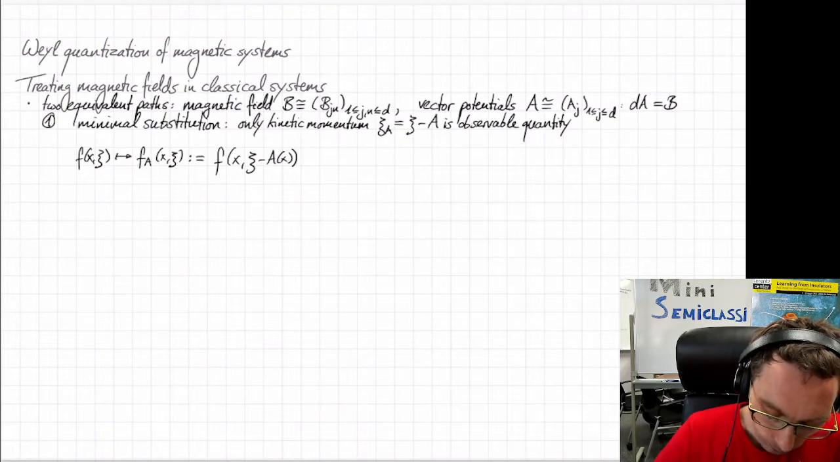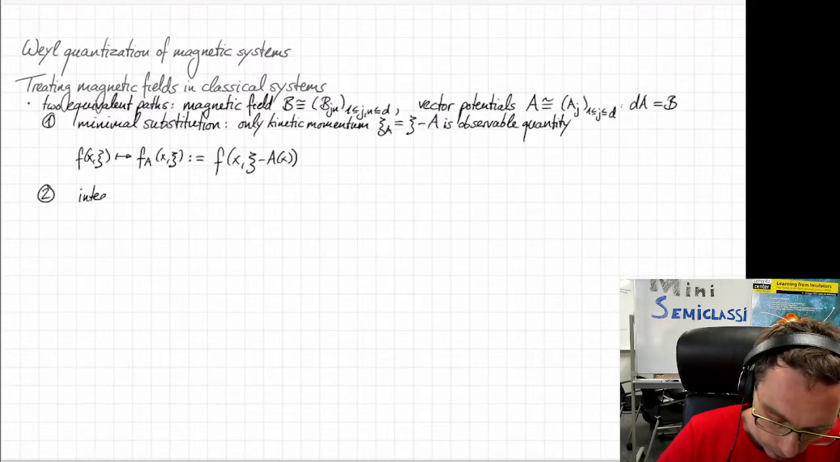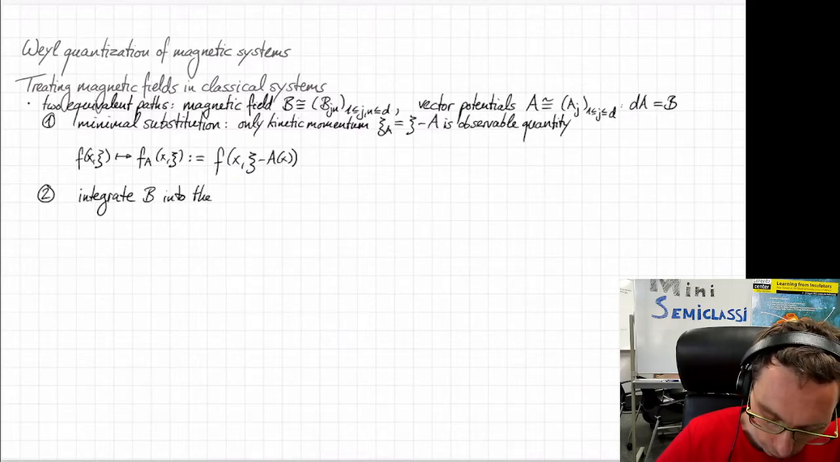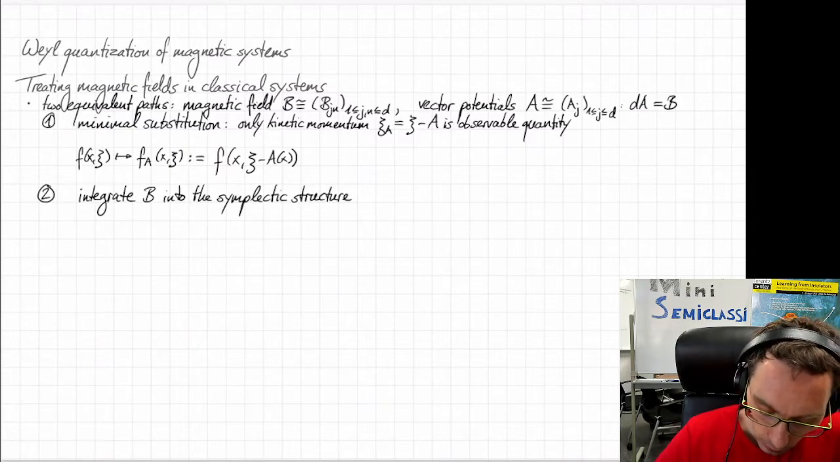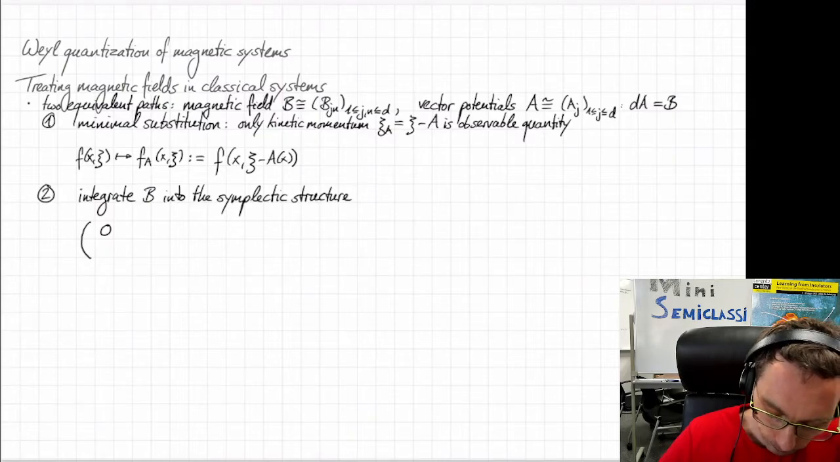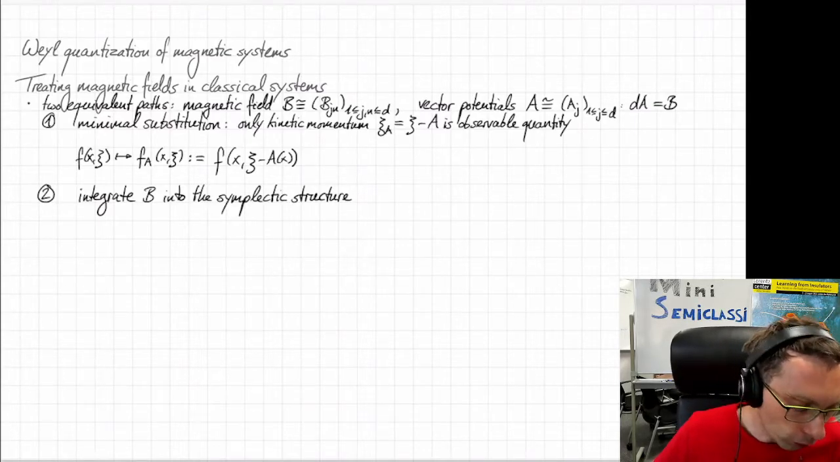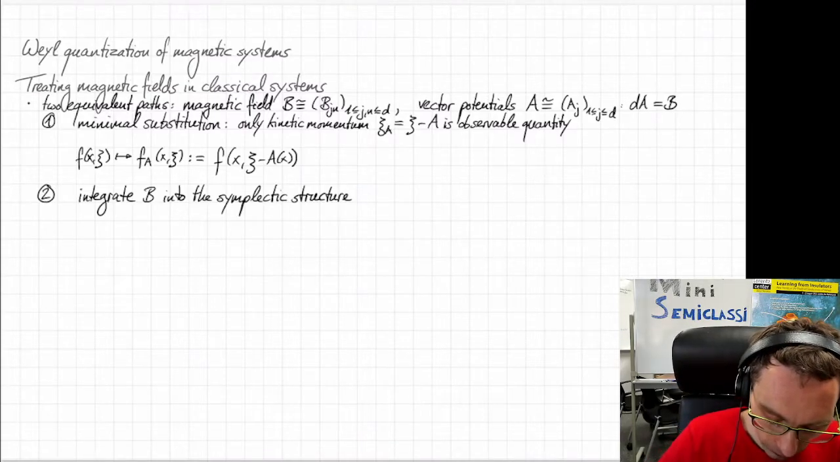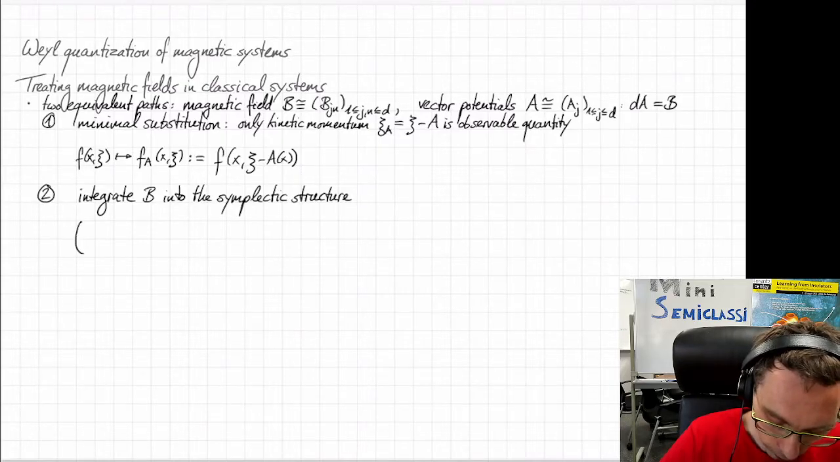And then, okay, the second path is to integrate the magnetic field into the symplectic structure. So those are big words. Let me explain what I mean by them in turn. So here this means that if I derive the equations of motion, I get the Lorentz force term for free. So the Lorentz force appears automatically by simply integrating it into the symplectic structure.